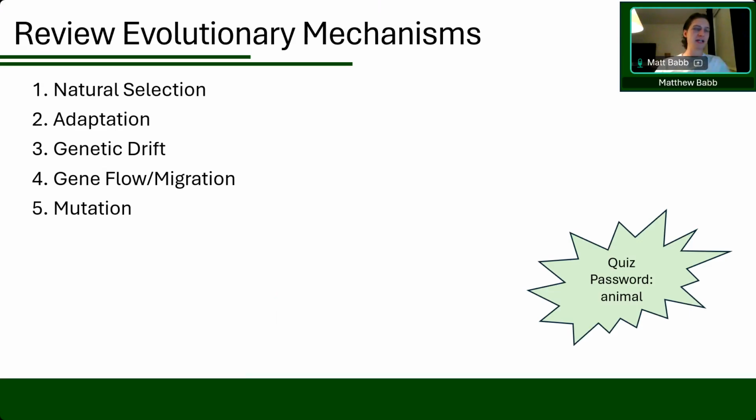We also covered genetic drift, which is random chance that can result in either a bottleneck or a founder effect. We also talked about gene flow and gene migration, which is the movement of genes from one population to another to introduce genetic variation, which natural selection can then act upon. And lastly, we have mutations, which although most are neutral, some can result in physical or behavioral changes in traits, and those traits can then be acted upon by natural selection.